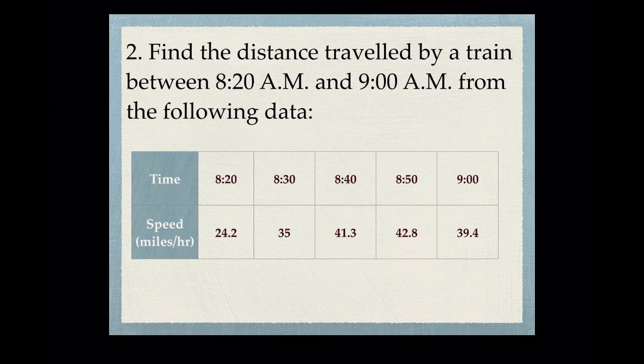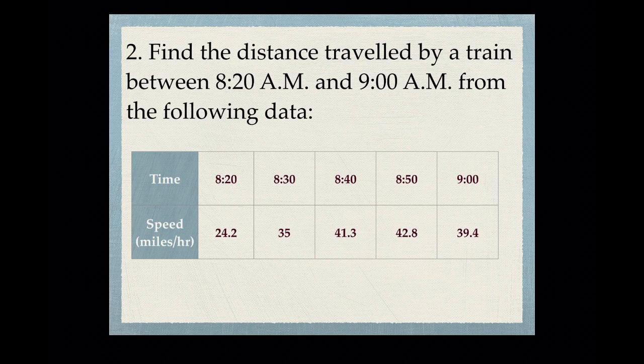Find the distance traveled by a train between 8:20 a.m. and 9 a.m. from the following data. Okay, so of course 8:20 a.m. to 9 a.m. it's around 40 minutes. Okay, we can see the speed is given in miles per hour. At 8:20 the speed was 24.2 miles per hour. At 8:30 it is 35 miles per hour. At 8:40 it is 41.3 miles per hour. At 8:50 it is 42.8 miles per hour. And at 9 o'clock, it is 39.4 miles per hour.